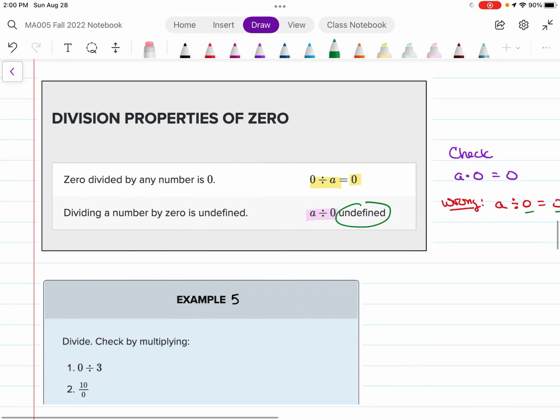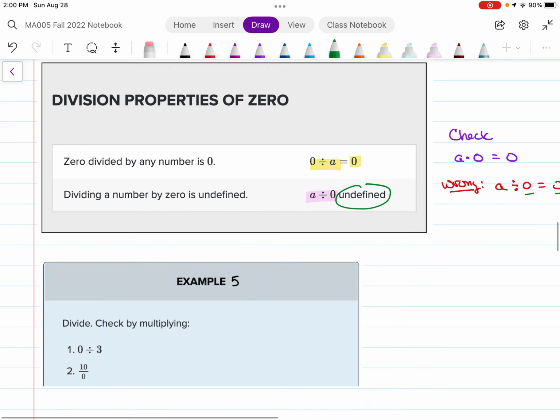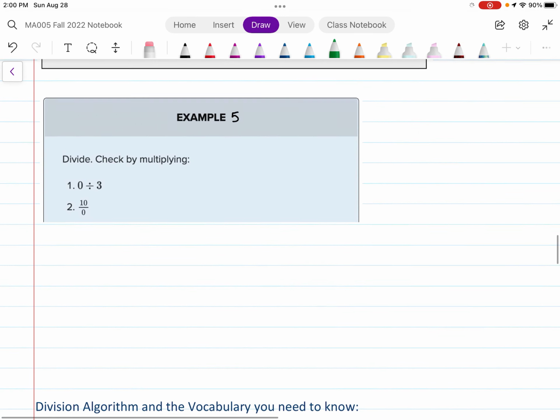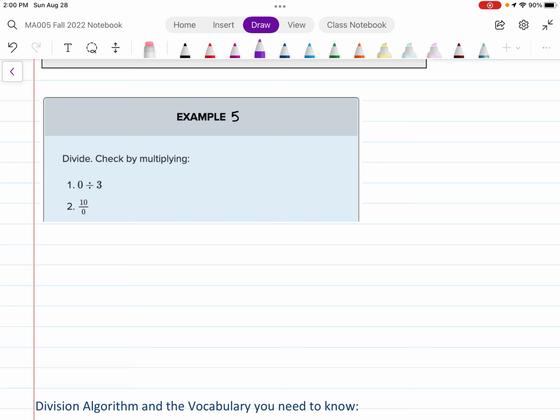And there are other philosophical ways to think about it, like how many zeros do you have in an a? Well, infinite. So it doesn't really make sense. So it's undefined. Okay? So let's look at some examples of that. So take a pause in the video and see if you can answer these. Are you going to get them right?